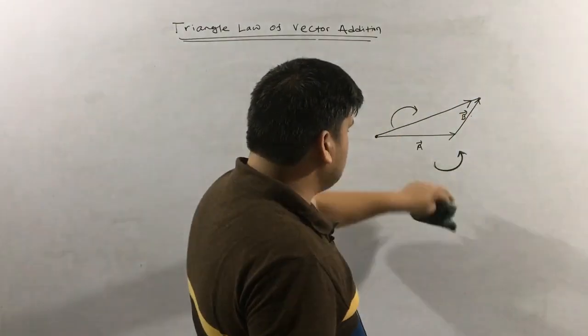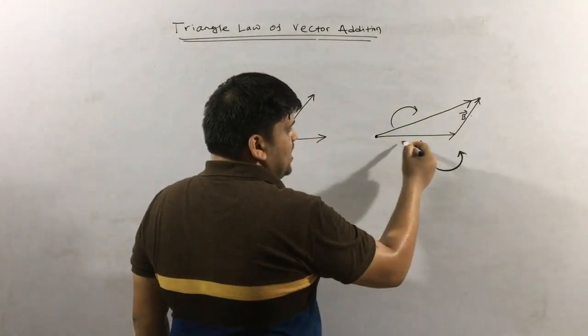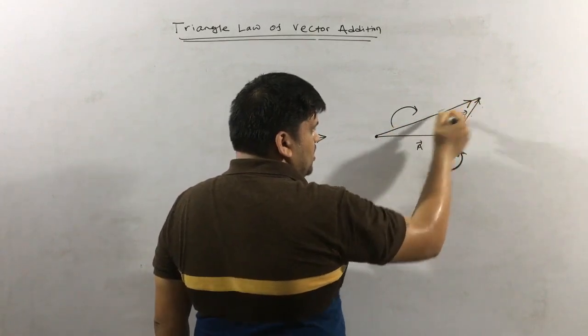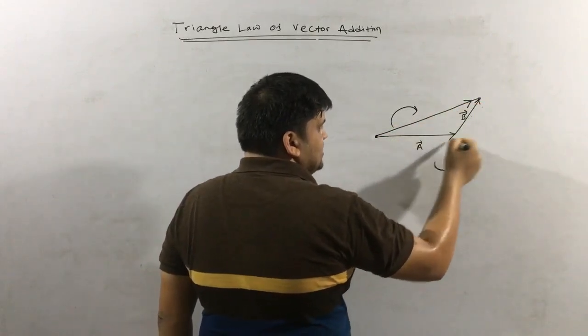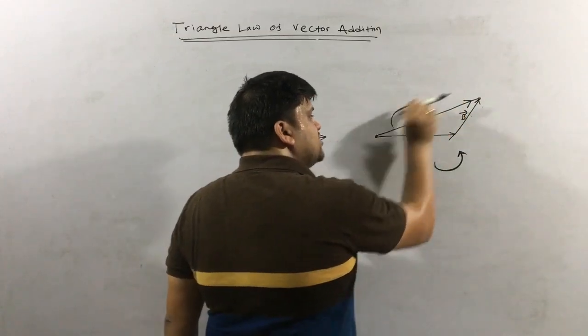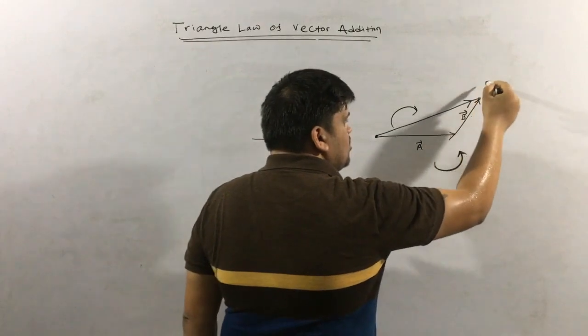Or if it is difficult to understand for you, you can simply remember, start from A, go to B and come to R, or come along this line. Like this you are coming, whichever direction you came, give the direction opposite to that. Like this you are coming, so give the direction in the opposite direction.